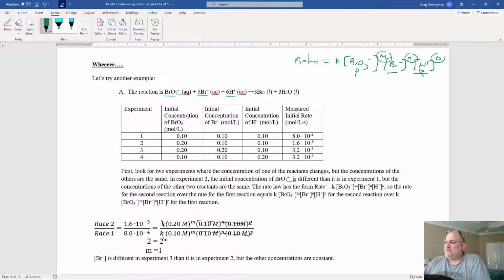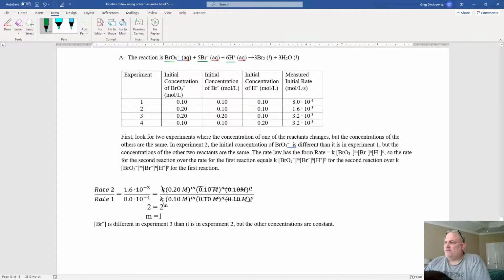So first things first, they chose that they wanted to figure out the order for Br minus. Let's take a look here. They wanted to compare rates 2 and 1 first. So we're actually figuring out BrO3 minus. I misspoke there. We want to figure out the order of BrO3 minus, right?